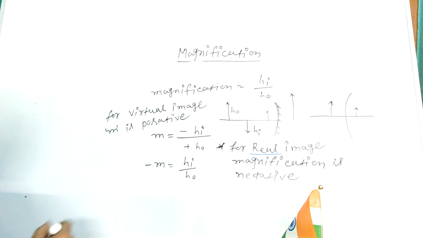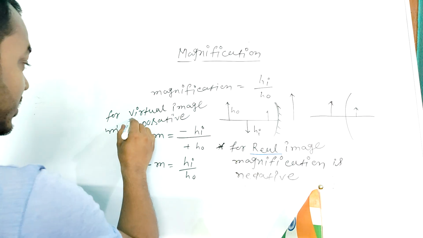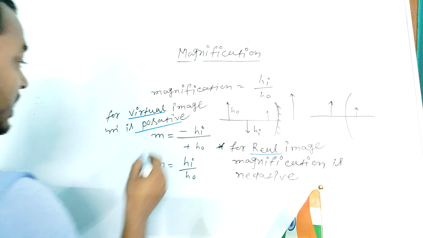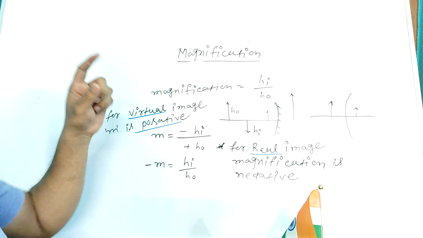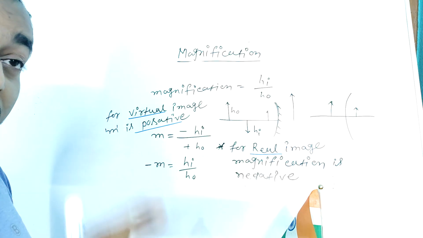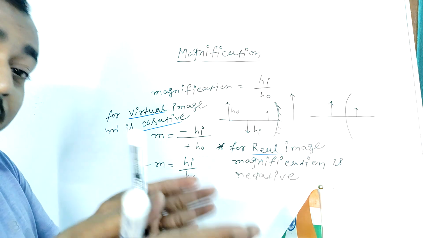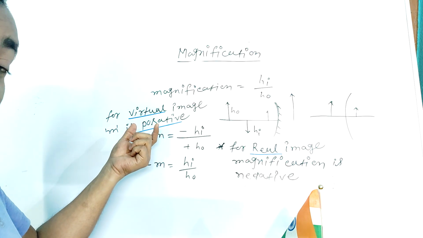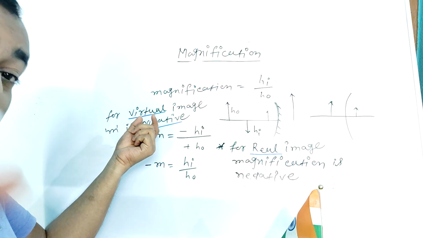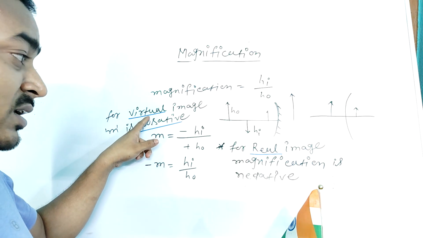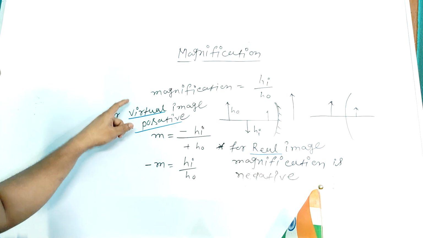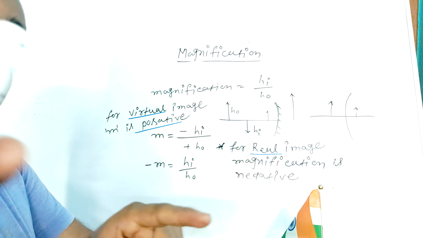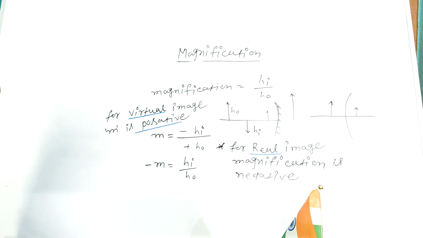M is positive. For which image? For a virtual image. So be careful with mathematical problems. When you are solving mathematical questions, remember, if the image is real, you have to put magnification with a negative sign. If the image is virtual, you have to put magnification with a positive sign. Is it clear? Okay.